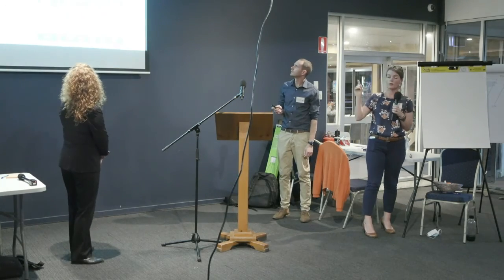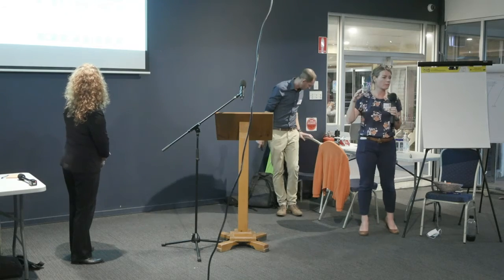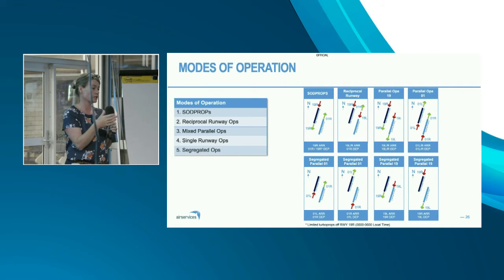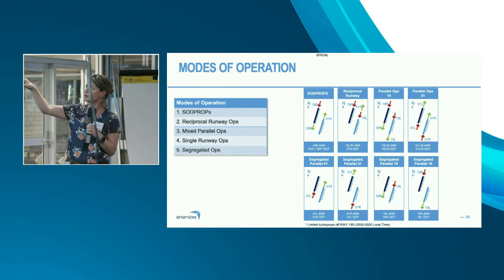Yeah, so there's just a slide that I'm going to bring up here. It is quite small, and I'm sorry if you can't see it. I've put the typical modes up there, not every single one, because there's quite a few. There is SODPROPS, which you were talking about, and that has a capacity and a tailwind limitation. Whereas the segregated ops, down at the bottom, is potential. This is a mode that we have already got written, where you can do arrivals to one runway and departures off the other.